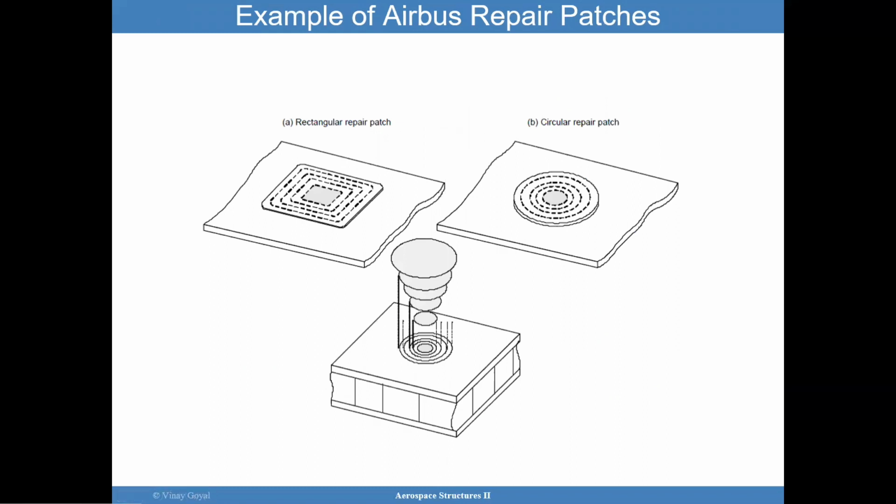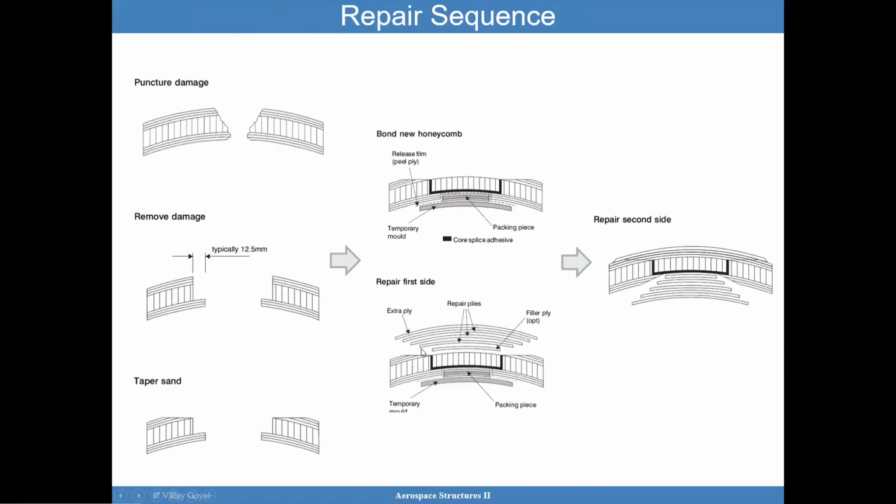An example of an Airbus repair patch looks like this. You have a rectangular repair patch like this, or circular repair patch, and then those go in here. The repair sequence is you have the puncture damage, take pictures, do an NDE evaluation, try to understand what transpired, and then remove the damage, remove all the stress concentrations, and then taper sand it down in this manner, and then you're going to apply the replacement core.